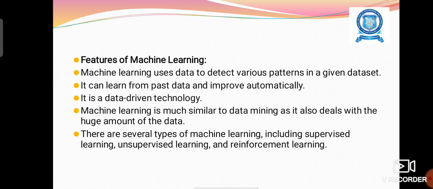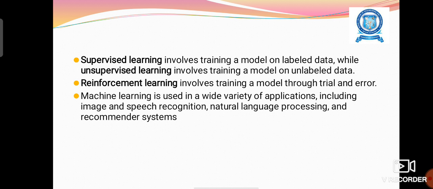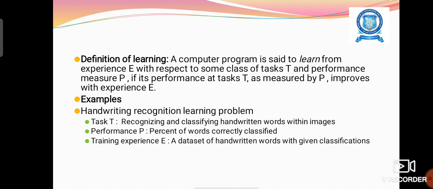Machine learning uses data to detect various patterns in a given data set, so it can learn and improve its performance. Since everything is learned and processed from data, it is a data-driven technology. It is similar to data mining, since it deals with a large amount of data. There are several types of machine learning available. The major classifications are supervised learning, unsupervised learning, and reinforcement learning. Before getting into the types, we can see one small example of a machine learning system.